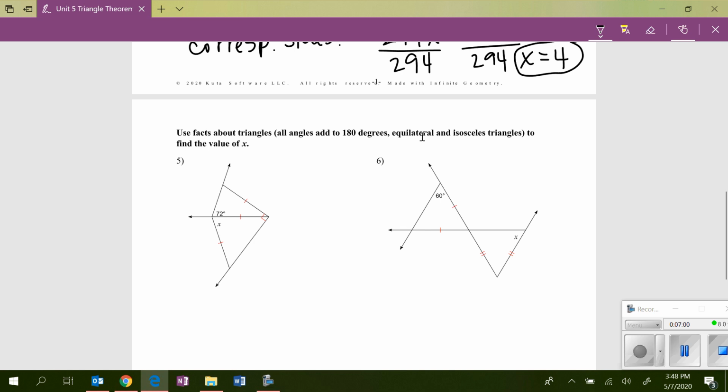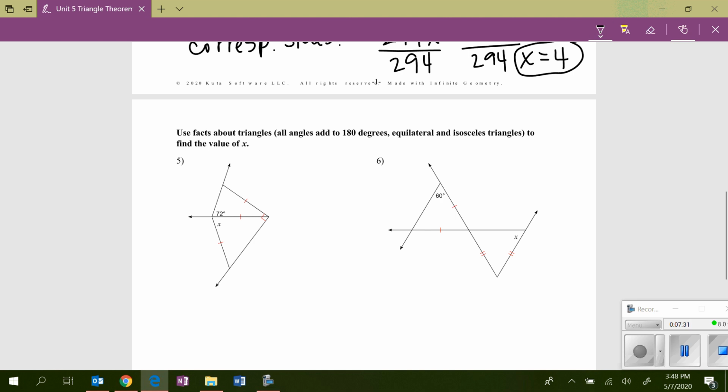So let's start with number 5. My unknown is right here next to my 72. And unfortunately, they're not on a straight line like this. If it were like that, I know that's not very straight either, but if this was 72 and this part was x, then I know I have supplementary angles and I just take 180 and subtract 72. Unfortunately, that's not the case.